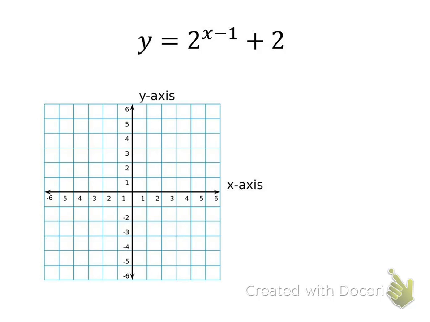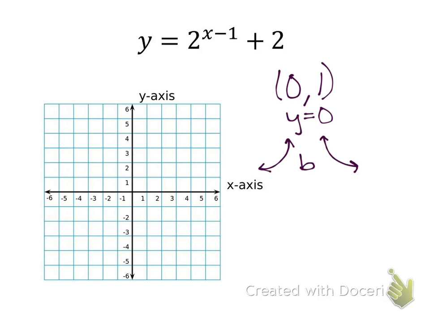We've got 2 things. How is 0, 1 going to be translated? How is the asymptote going to be translated? And then we're going to look at the base to figure out, are we growing or are we decaying? We're moving right 1, up 2. So the old point 0, 1 is now moving right 1, up 2.